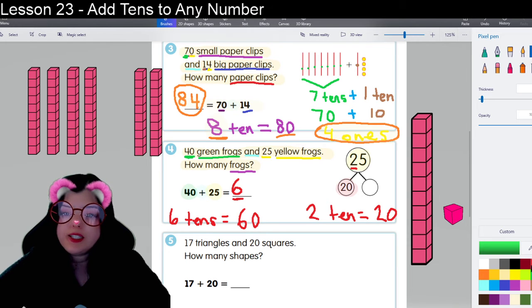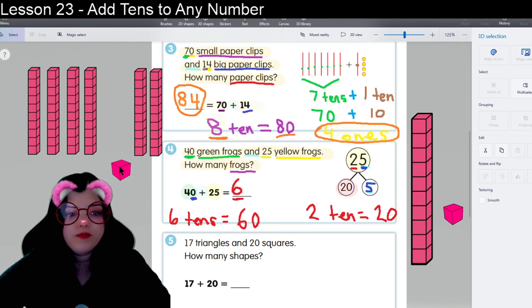Now let's look at our ones place. How many ones in the number 25? If you said 5, you are right. There is the number 5 in our ones place, so I know that there's 5 ones in 25. And when I look at 40, there are 0 ones. So let's add our ones to this picture.